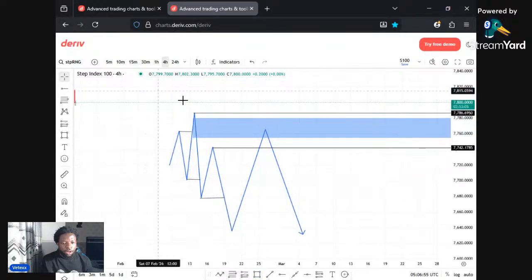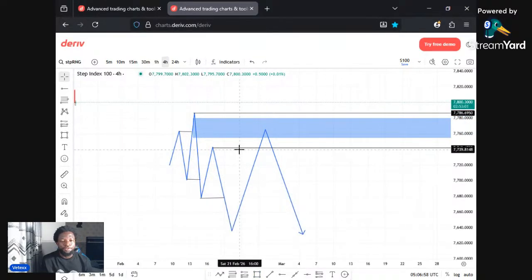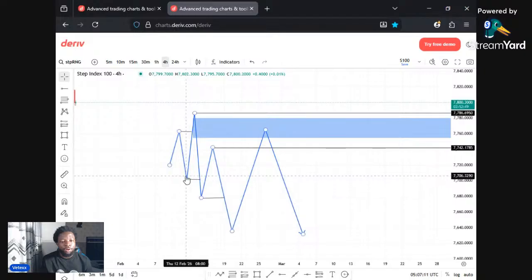So this advanced market structure has 5 rules. Rule number one: price must give you your first sweep of liquidity, which is this. Price sweeps this liquidity. Rule number two: price will retrace back, take out the newly created low, giving you your first break of structure.